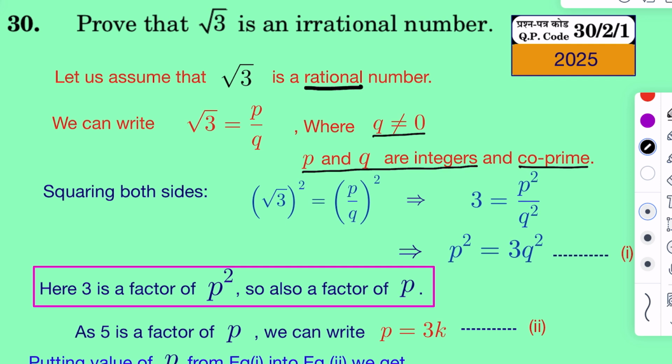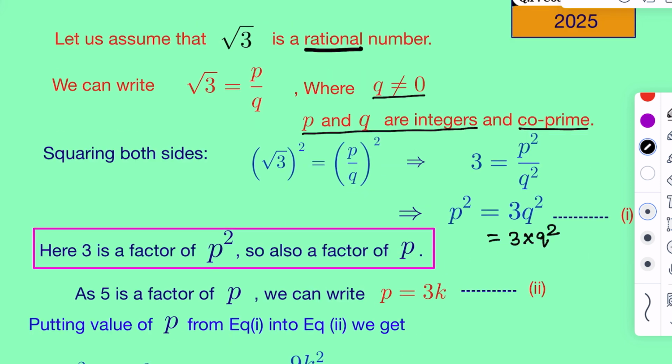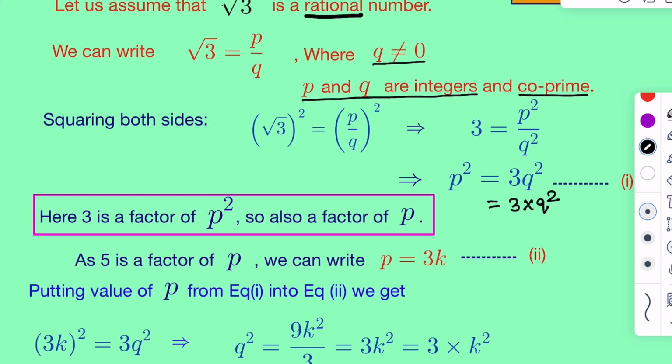This is the first thing we have to write. And the second thing, we have to show that 3 is also a factor of q. As 3 is a common factor of p and q, they are not co-primes and it contradicts our assumption. So root 3 is an irrational number. That we have to show.